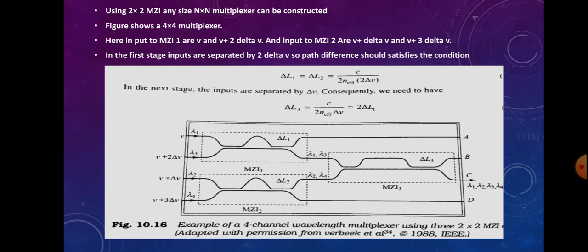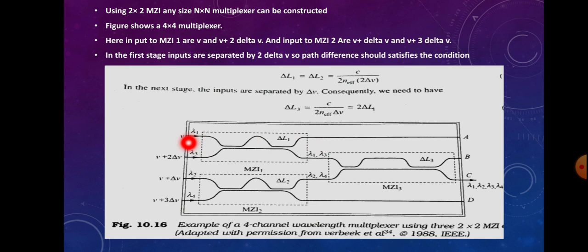Similarly, by using the same 2 by 2 Mach Zehnder interferometer, we can construct an n by n multiplexer. The connection is like this. We use one 2 by 2 Mach Zehnder interferometer and another Mach Zehnder interferometer. Each has two outputs, and those outputs are combined by another Mach Zehnder interferometer, MZI3. So it will give a 4 output.